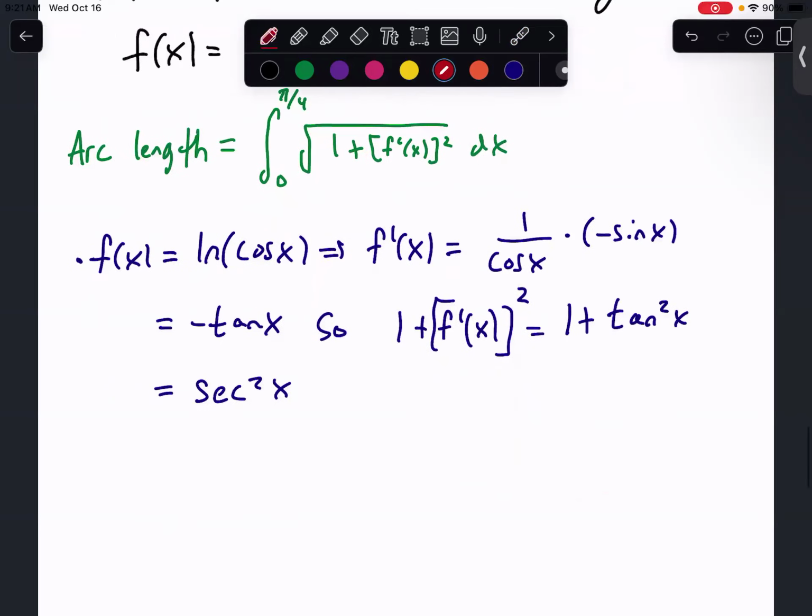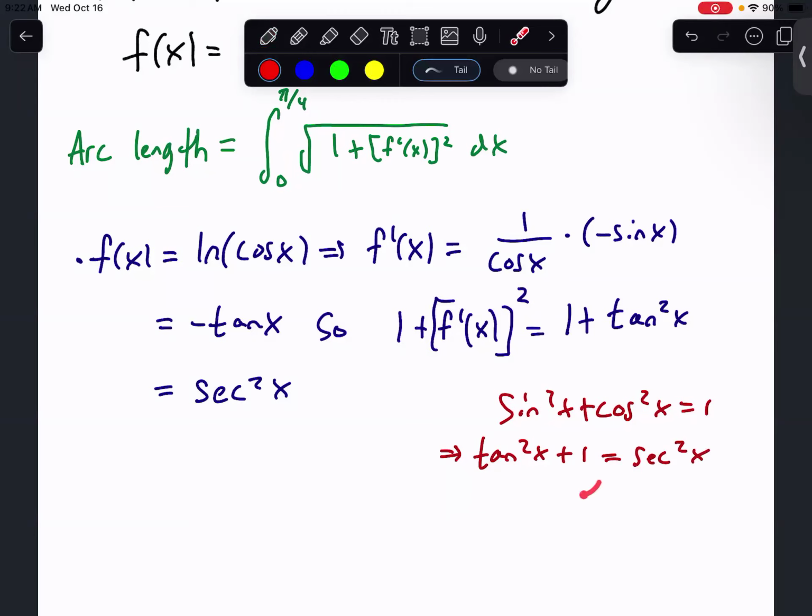This is an identity you should know. It's just the Pythagorean identity. So we have sine squared of x plus cosine squared of x is equal to 1. If we divide everything by cosine squared, this tells us that tangent squared plus 1 is equal to secant squared. We've derived this a couple of times in class at this point. So you should know this identity. It's just a corollary from the Pythagorean identity. And so this is telling us that 1 plus the derivative squared is just equal to secant squared of x.